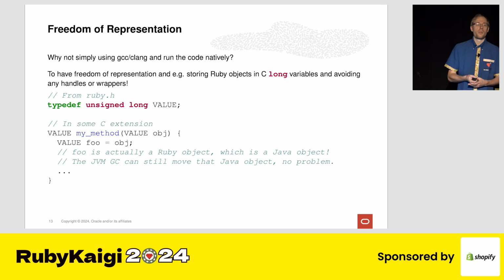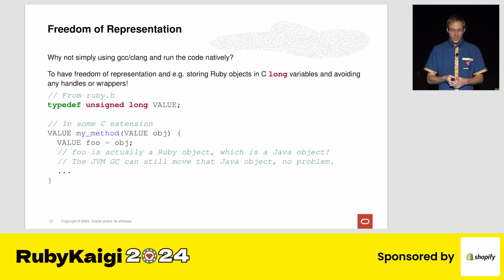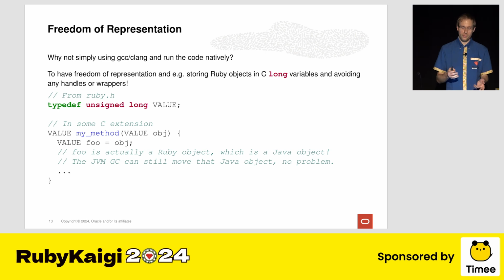So let's go back to freedom of representation. So why don't we just use GCC or Clang, right? What are the advantages? And the first thing is, if we look at the Ruby headers, we can see this VALUE type, and that's used all over the C API. And that's defined as unsigned long. So when people talk about mixing pointers and integers, Ruby does this absolutely every single time, right?